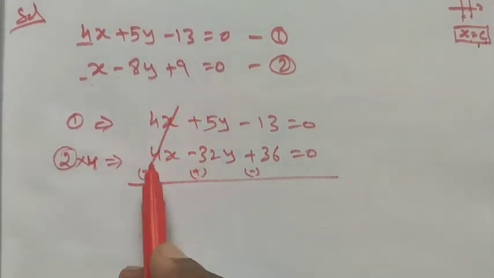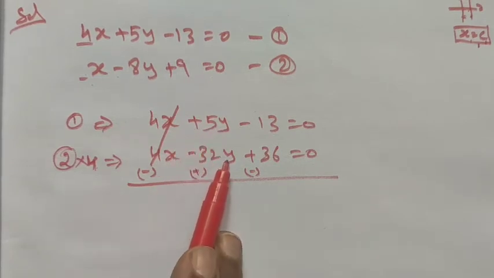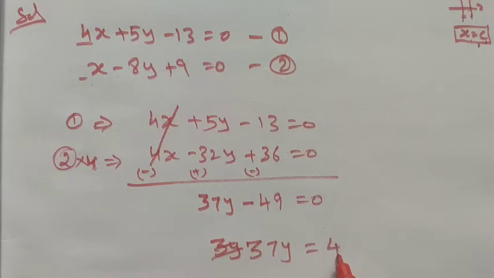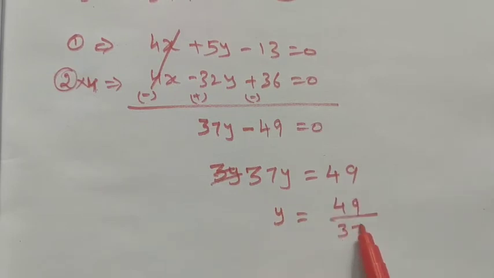Now 4x plus and minus both cancel. 5y plus 32y is equal to 37y. Here both have the negative symbol, so put minus. The sum of these numbers is 49 equal to 0. Then we want to find the value of y. So 37y is equal to, I take this 49 to the other side, we get plus 49. Then y is equal to 49 divided by 37. This is the y value.